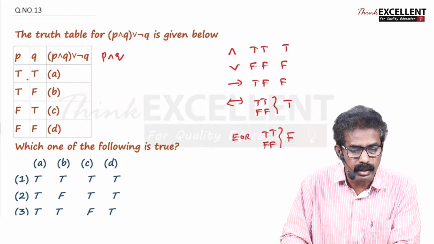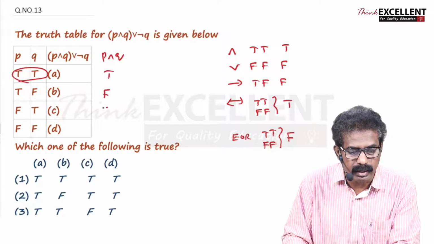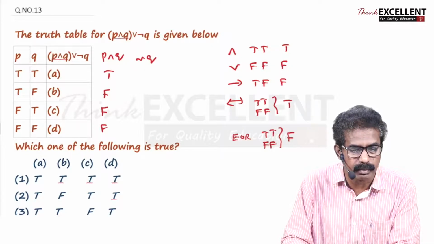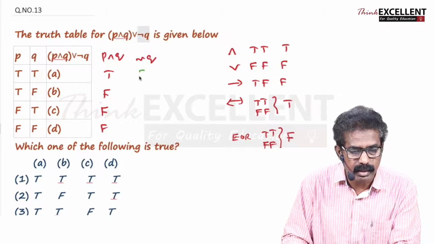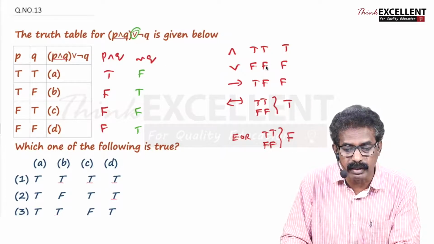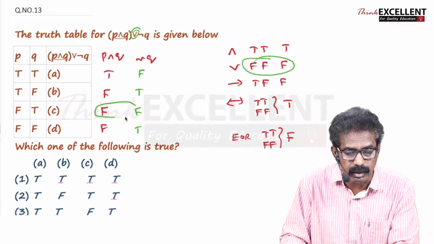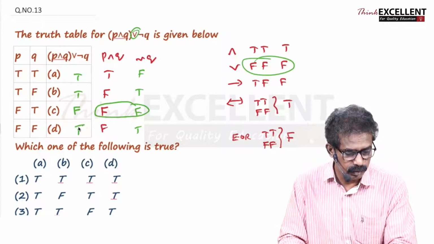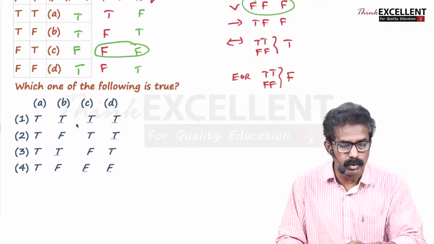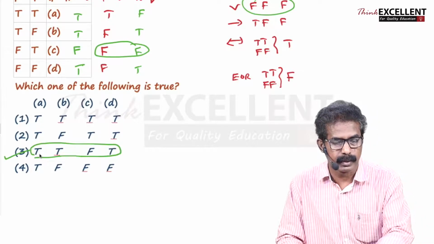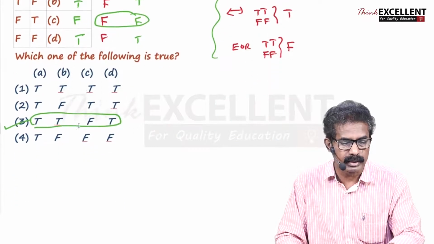So P meet Q, when both are true, it is true. In all other cases, you write F. Negation Q means Q just opposite. True becomes false and false becomes true, right? So true becomes false, then false becomes true, false, true. For these two, you have to take join. For join, what's the condition? When both are false, it is false. In all other cases, you write true, right? So you are getting true, true, false, true. Third option, true, true, false, true, right? So that is the correct answer. So just try to remember all these things, then you can answer any question.